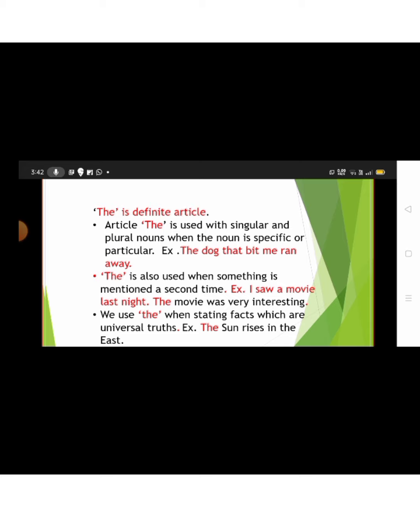Clear? And we use the when we are stating facts which are universal facts or universal truth, like the sun rises in the east. And children, we also use the for directions also. The west, the north, the east. Okay.